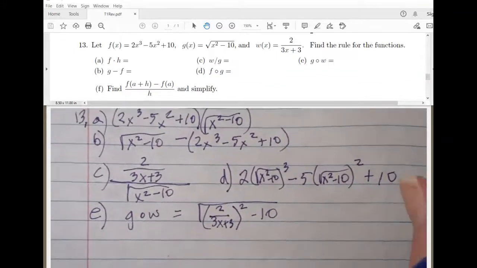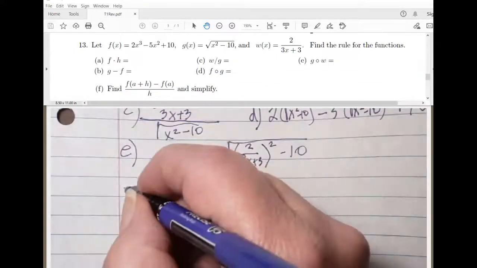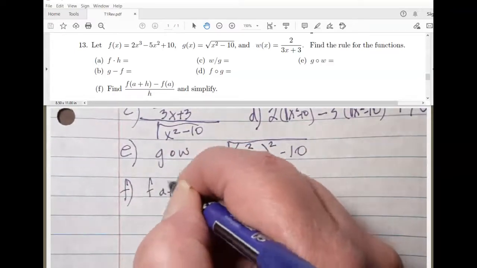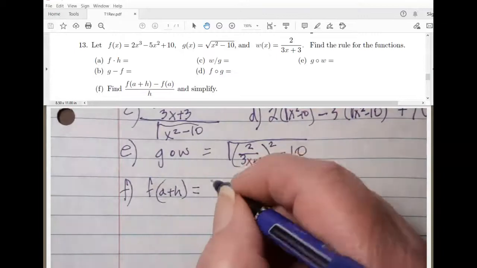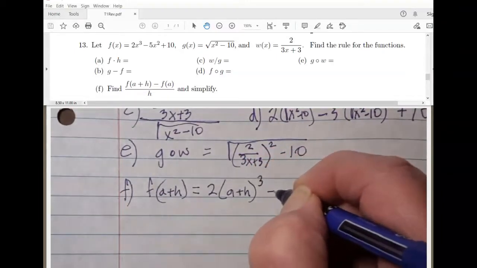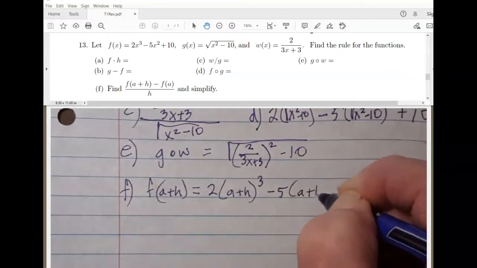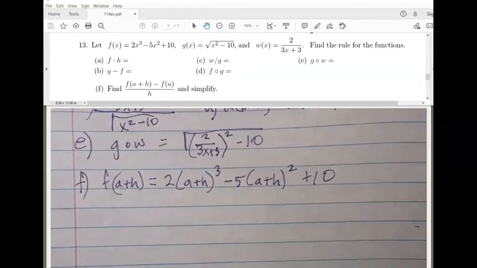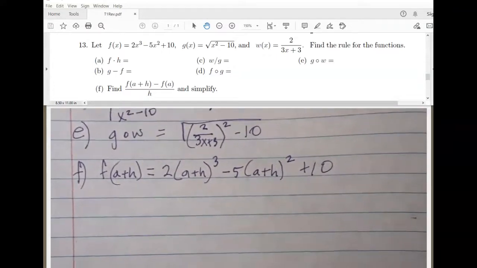For the last part, we need to do this in pieces maybe. That's the way I always do it. I need an f of a plus h, which is 2 times a plus h cubed minus 5 times a plus h squared plus 10. Now this one I do need to simplify. It says to simplify, so I'm going to have to expand this out.